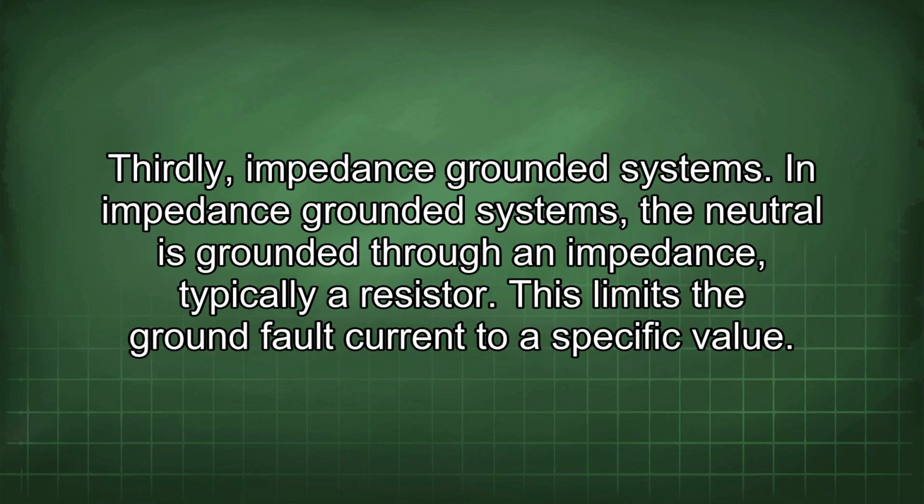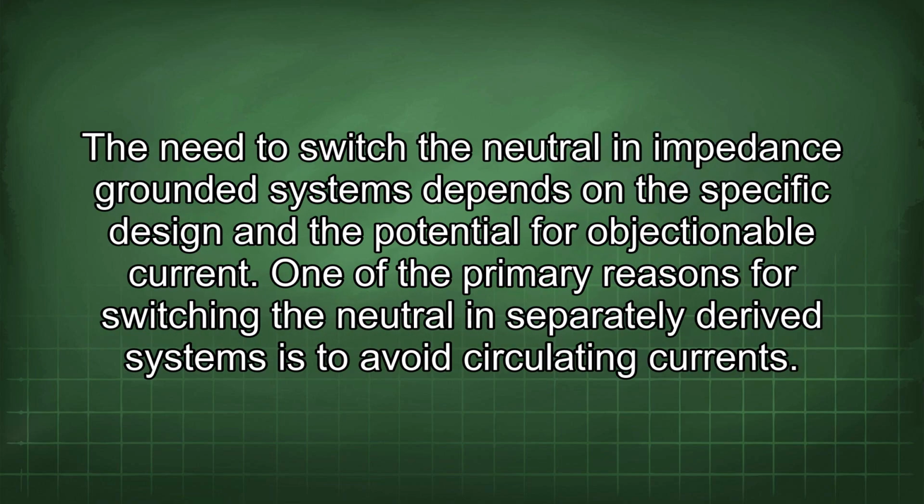Thirdly, impedance-grounded systems. In impedance-grounded systems, the neutral is grounded through an impedance, typically a resistor. This limits the ground fault current to a specific value. The need to switch the neutral in impedance-grounded systems depends on the specific design and the potential for objectionable current.